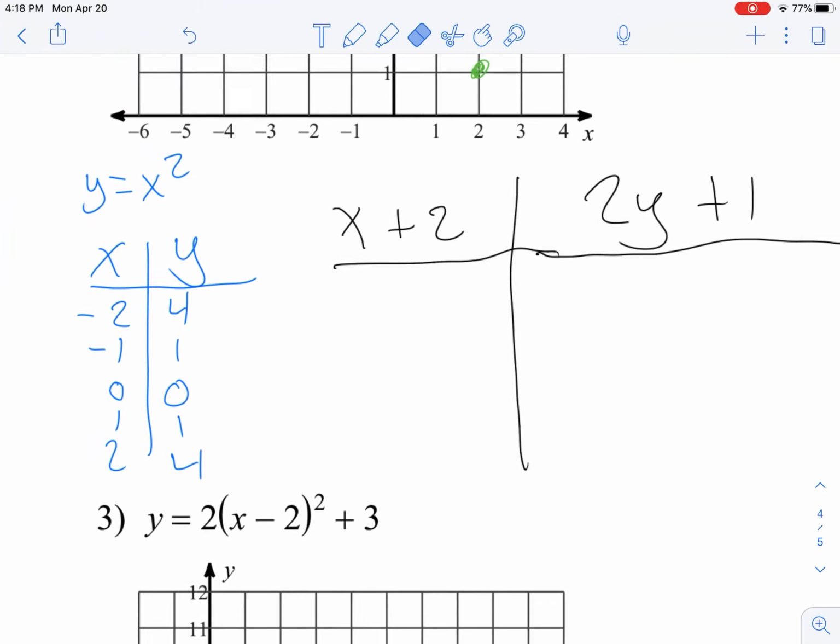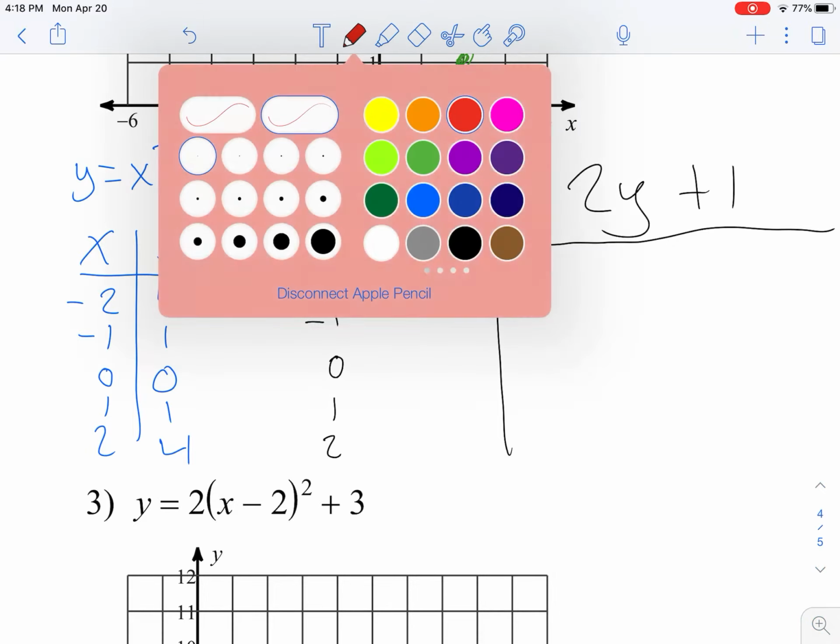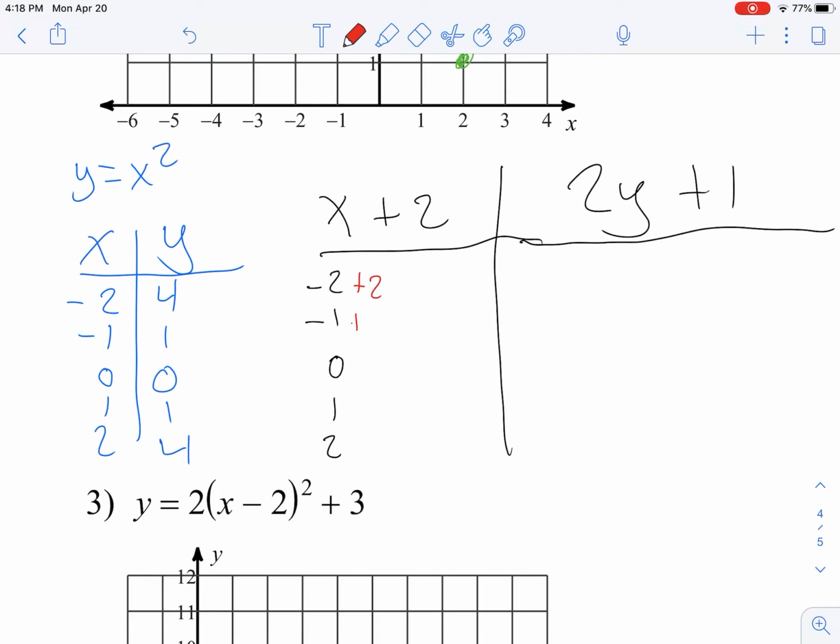Okay, so using the vertex form that I was given, I wrote down the transformations in terms of how they're happening to the points on a table right here. And we are going to take all of my x values here, and I'm going to replace x over here with those values. So -2, -1, 0, 1, and 2. And all of those x values are having 2 added to them. I got that from right here.